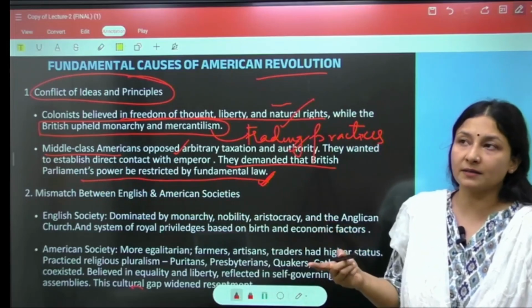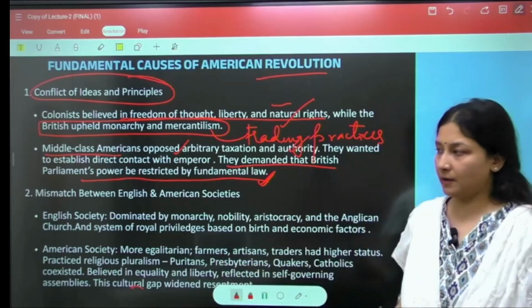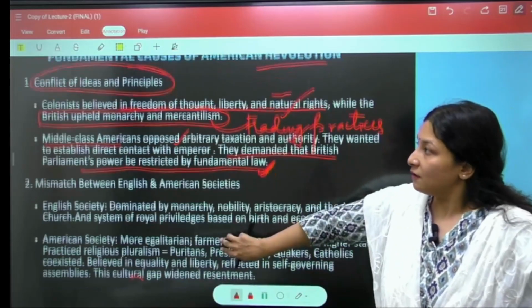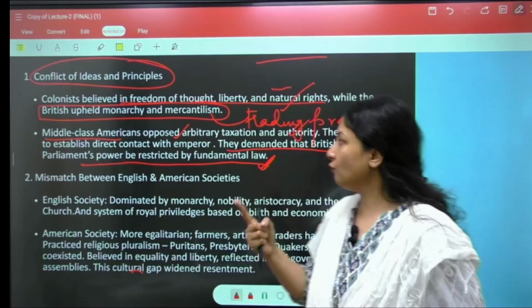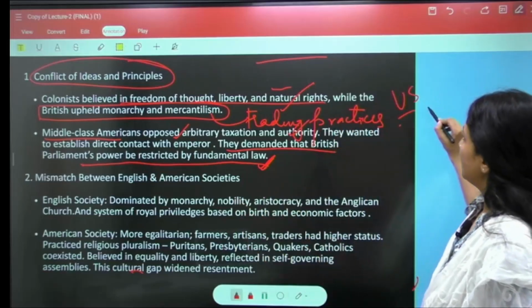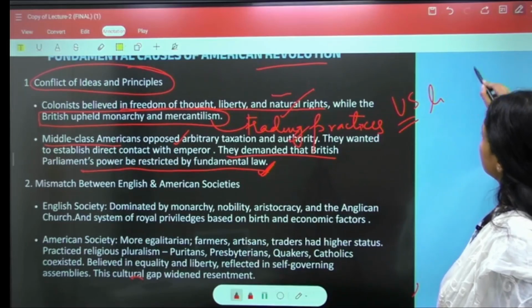And they said, why not let North America have direct contact with the empire, right? First thing was this, because the US had an idea of liberty and individualism.